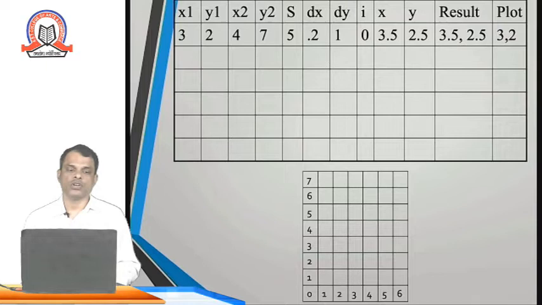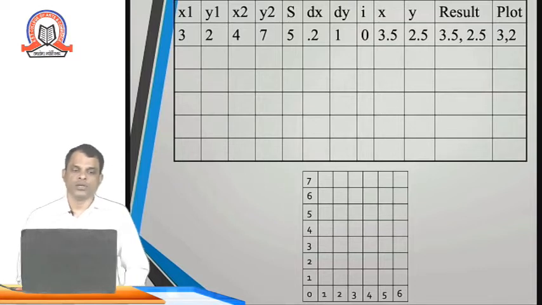That difference I am going to divide by 5, the number of steps. So what am I getting? 0.2. And second, y2 minus y1, that is 5. That again I am dividing by the number of steps, 5 divided by 5, I get 1. So here I got the steps as well as my incrementing factor. I am representing them as dx and dy. So 0.2 and 1.